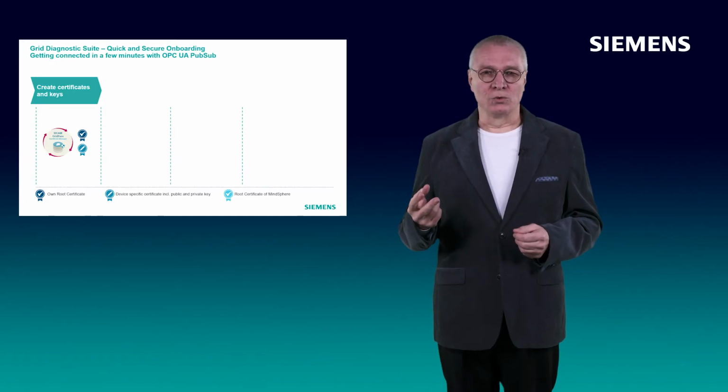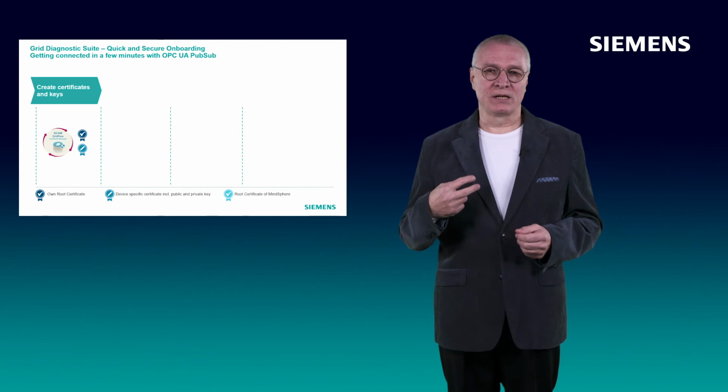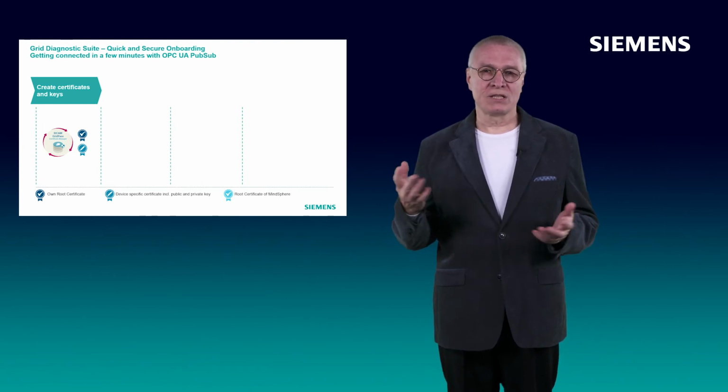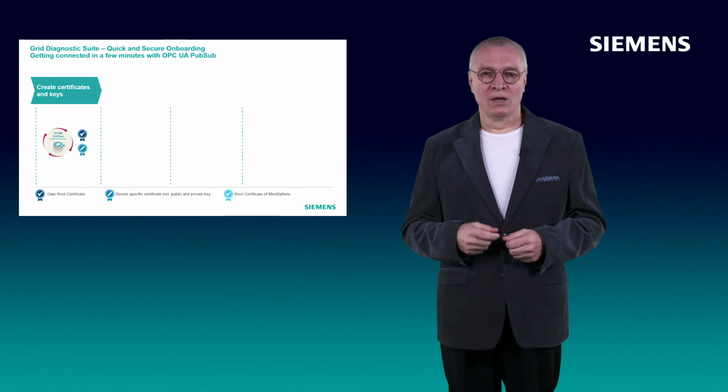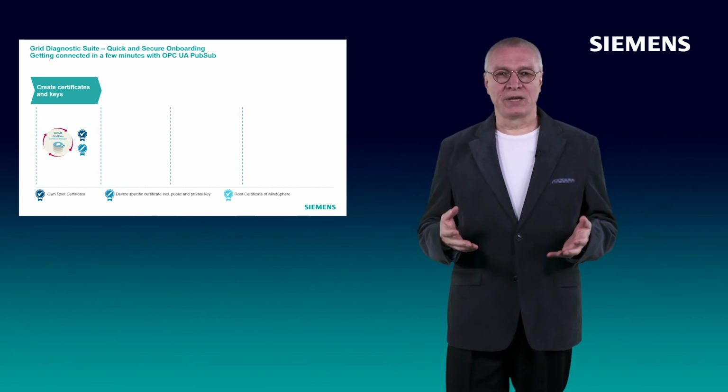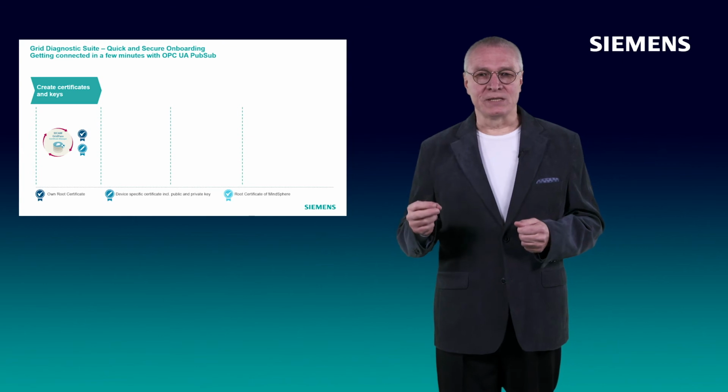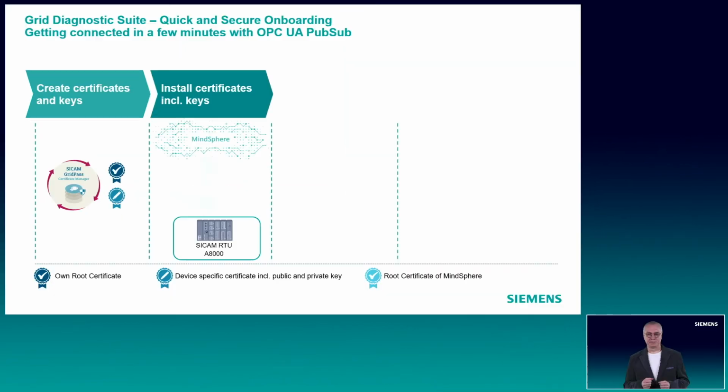There is our own root certificate, which is the digital ID card of our company or project. Let's call it utility number 1. From this ID, we derive a certificate to identify a device belonging to the utility number 1. Installing the public part of our ID into the cloud and the device certificate on the device prepares the partners to pair. While doing so, we install the public certificate of the MindSphere in our device to verify the cloud identity in the next step.